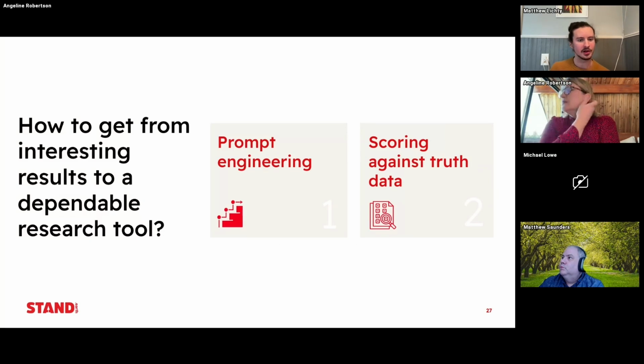So how do you go from interesting results to a dependable research tool? How do you make a fancy new technology work for your practical data needs? What we did was leverage our data set that we had already collected to measure the model's performance and use that feedback to improve the instructions being provided to GPT, a process called prompt engineering.